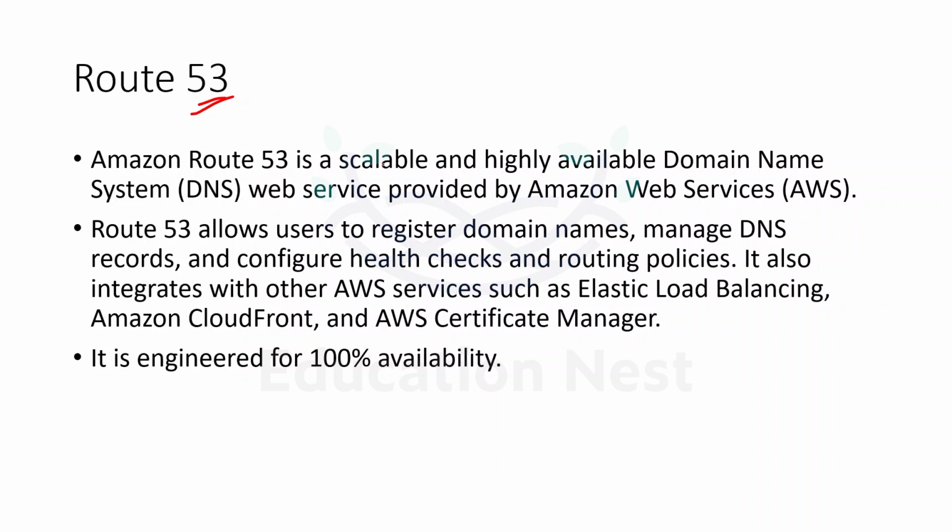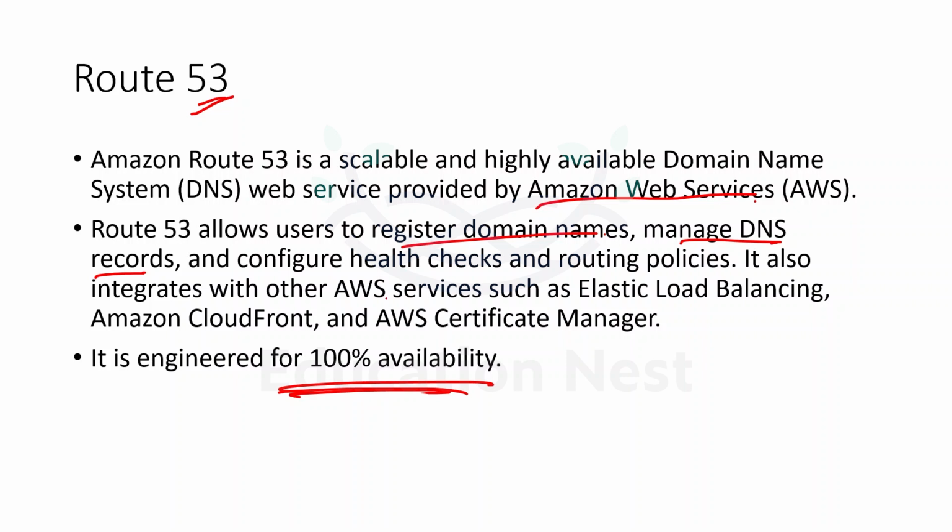So Route 53 is a scalable and highly available Domain Name System web service provided by Amazon Web Services. It is engineered for 100% availability. It allows the user to register domain names. Like if you want to create your website, you have to get your domain name, right? So you can register it from here. You can manage your DNS records, that is, how your traffic is being routed and how the IP address would be translated.